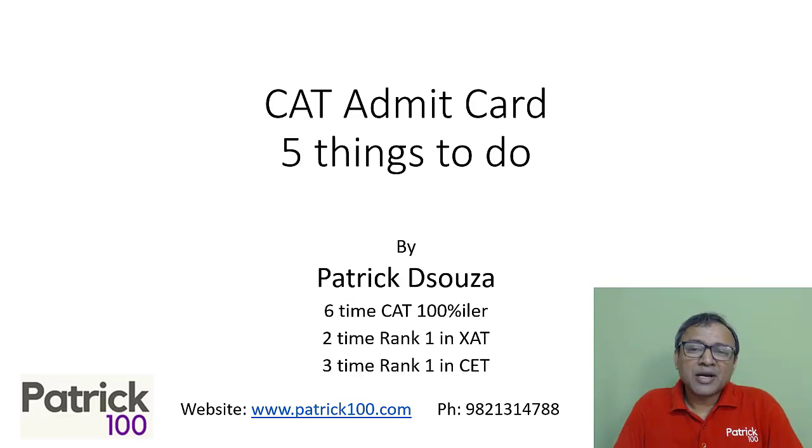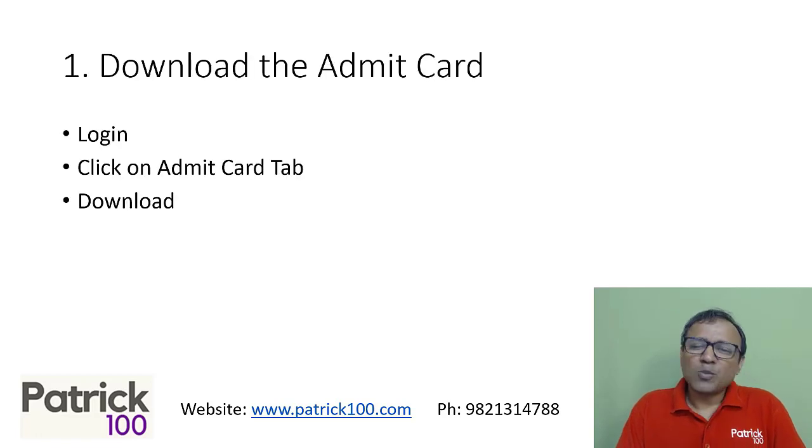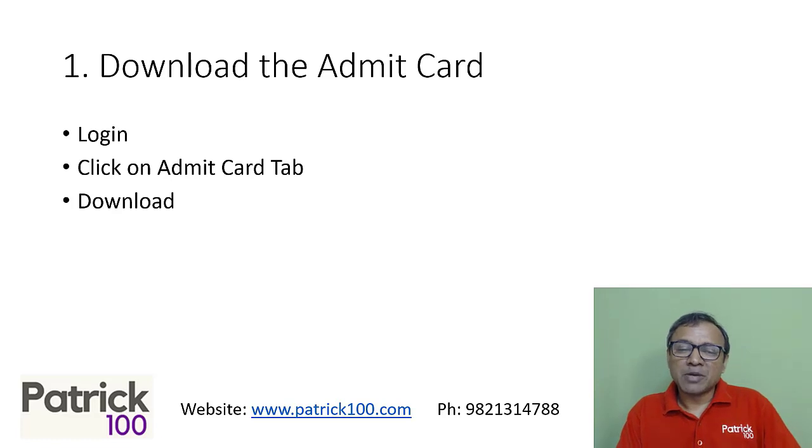Now, with the CAT admit card right around the corner, here are five things you should do once it's out. First step is obviously to download the admit card. Log in, click on the admit card tab, and download it. So you have the admit card with you.